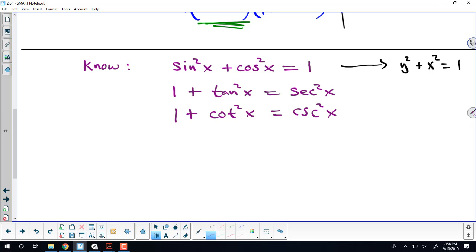Anyhow, sine 2x, anybody remember that one? Somewhat common. These things are a lot more common in Calc 2, for sure. That's 2 sine cosine.